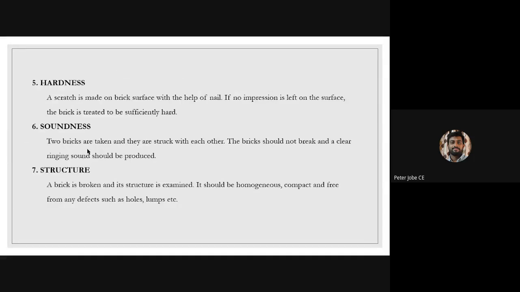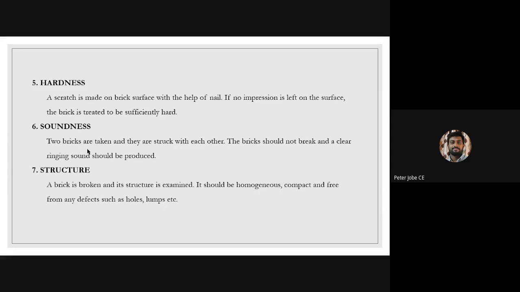Similarly, for hardness, we'll take a nail and give a small scratch on the surface of the brick, and if it makes some impression, we can say that it doesn't have sufficient hardness. So those kinds of bricks in the long run will not be that durable, because there are several natural forces, like wind, rain, sunlight, etc., that might be abrasive to these bricks, and the quality of bricks will degrade very fast as time progresses.